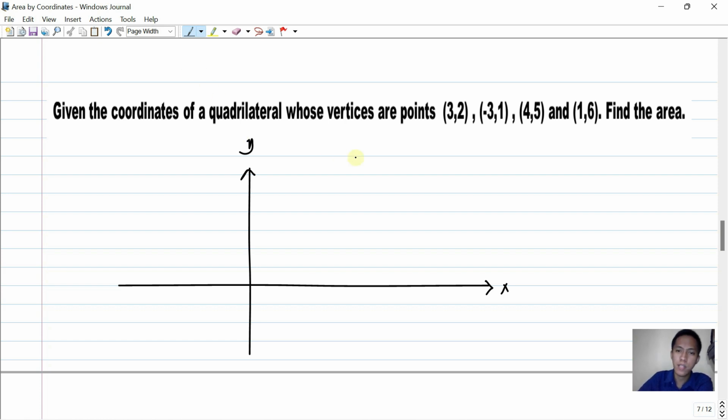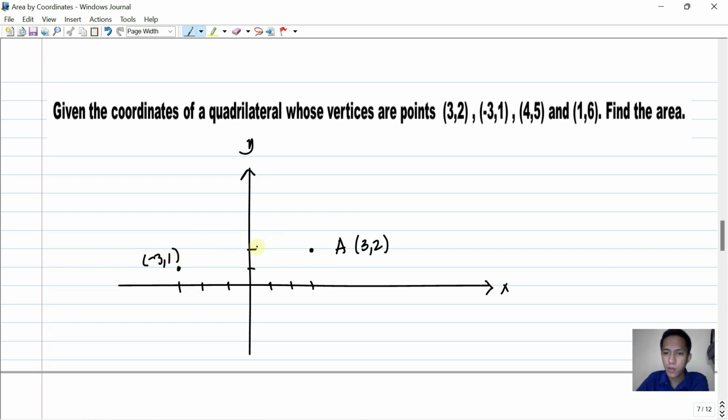and 1, 6. So plot natin guys yung points 3, 2, negative 3, 1, 4, 5, and 1, 6. So 3, 2, that is somewhere here. So 1, 2, 3, and we have 2. So this is, let's say point A, that is 3, 2. And we have another point that is negative 3, 1. So negative 3, 1. So that is somewhere here.